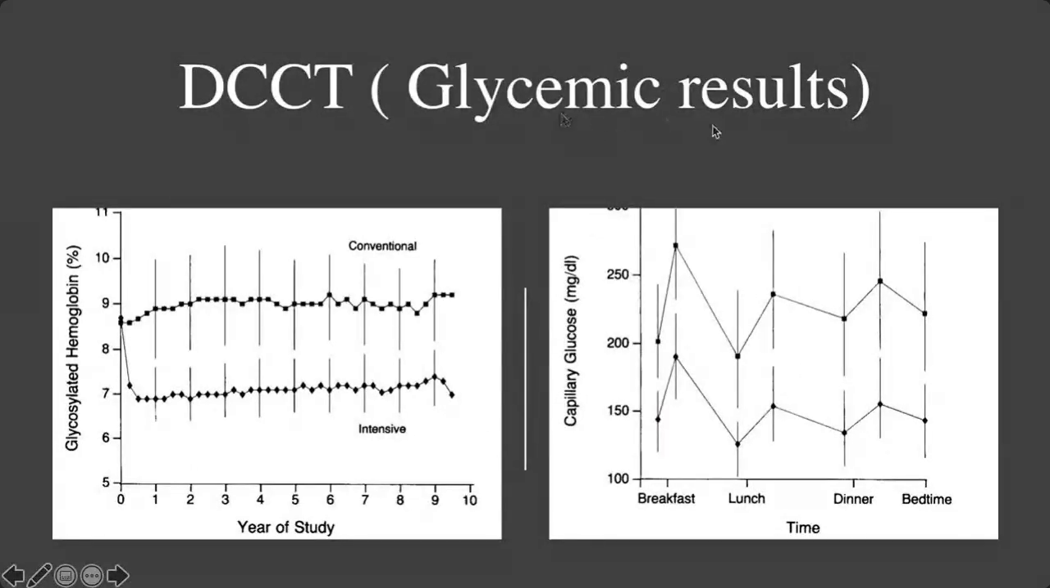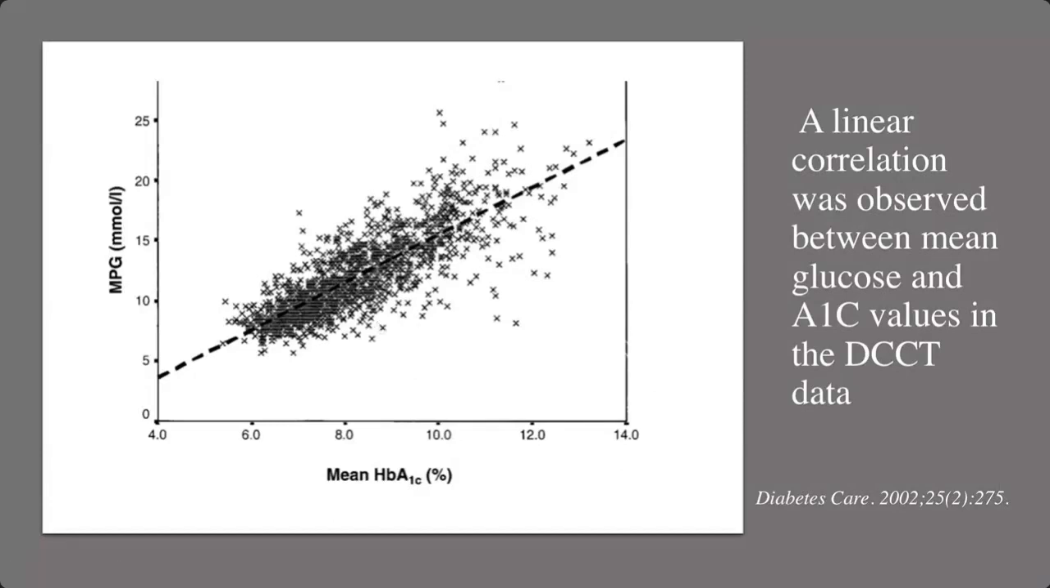So this is the DCCT result. It showed that those in the intensive therapy arm had a lower hemoglobin A1C and lower capillary blood sugar, 7 to 9. And when they plotted the blood sugar versus the hemoglobin A1C, there was a direct relationship between the hemoglobin A1C and the blood sugar reading and the mean blood sugar. As the hemoglobin A1C was lower, the blood sugar was lower, and as the blood sugar got high, the hemoglobin A1C was high. So there was a linear or direct relationship between hemoglobin A1C and the blood sugar monitoring.